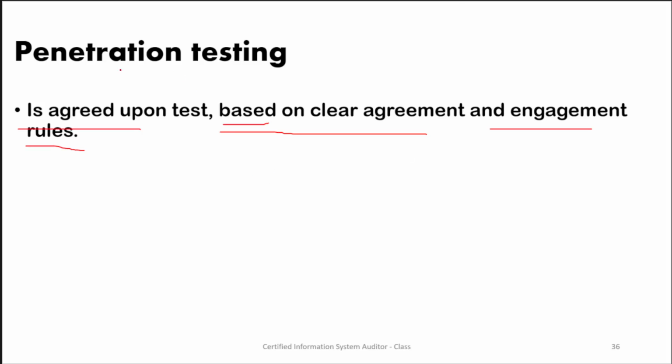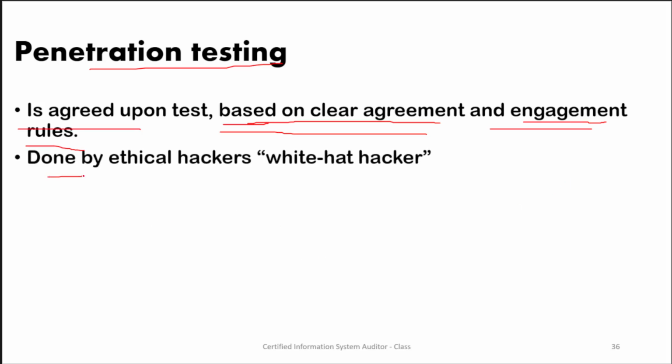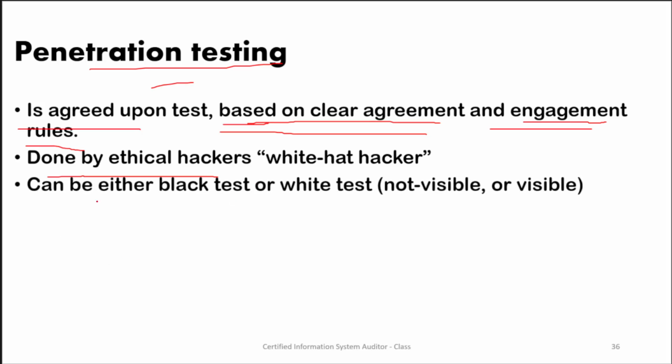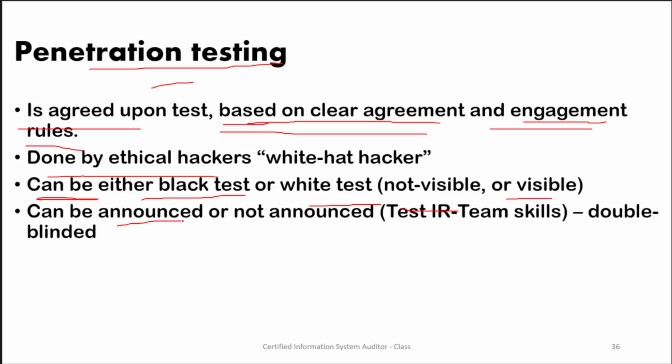The most important thing in penetration testing is that it should be approved by management and should be based on a clear engagement rule. The one who does ethical penetration testing is called the ethical hacker, and the penetration test can be either black box or white box, which means not visible or visible. And I believe we took an example of penetration testing based on white box analysis, which is the secure code review. It can be an announced attack or an unannounced attack.